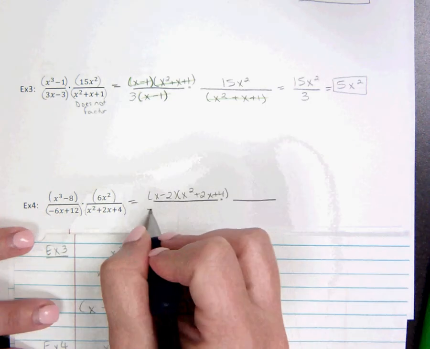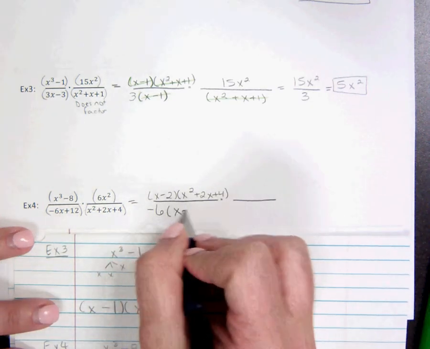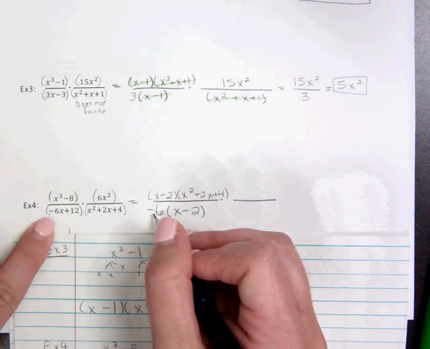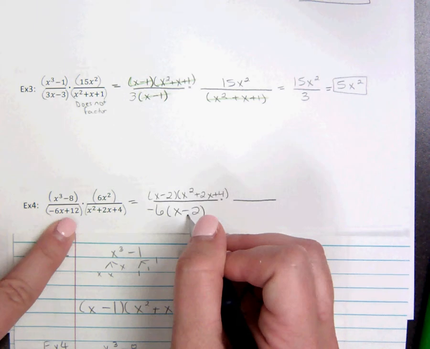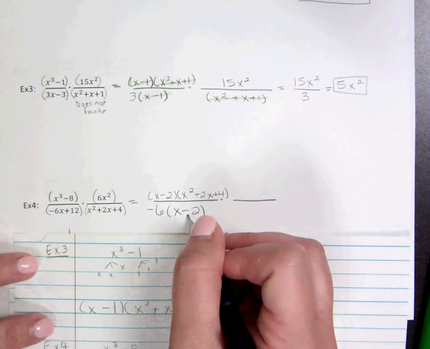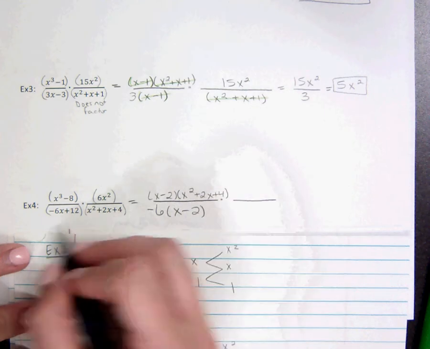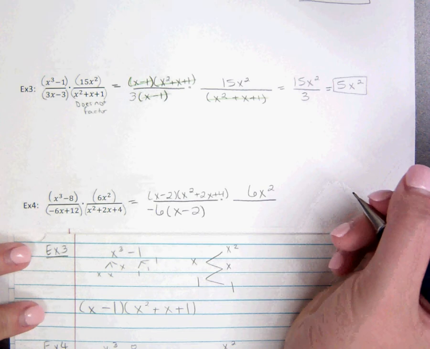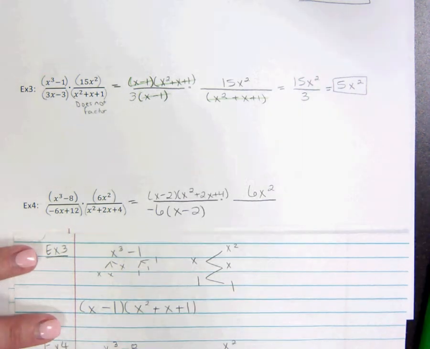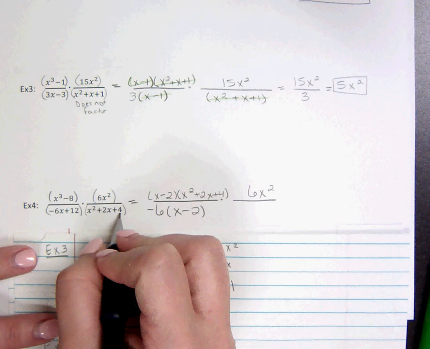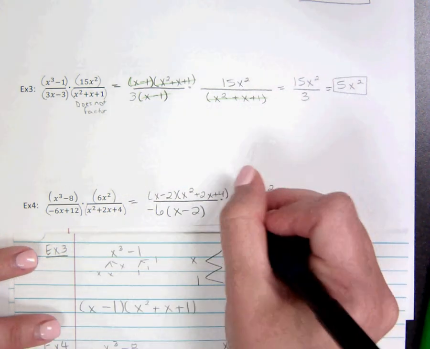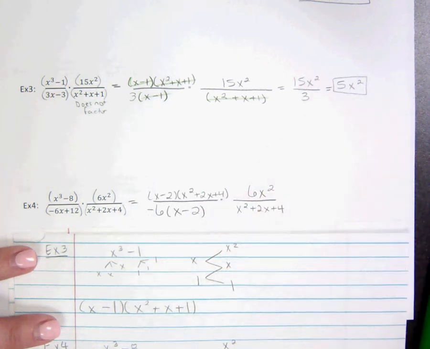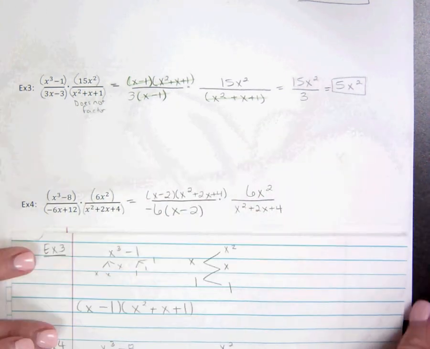On the denominator, I'm going to take out a negative 6, and that also leaves x minus 2. We taught that if the leading coefficient is negative, go ahead and take a negative out, and that will change the sign of the subsequent terms. And that's just a general rule to follow. We have just plain old 6x squared on top. And x squared plus 2x plus 4, again, you can try to factor it, but it's not going to factor. And if you notice, it matches the trinomial from the difference of cubes. So there's really no need to get frustrated with that.